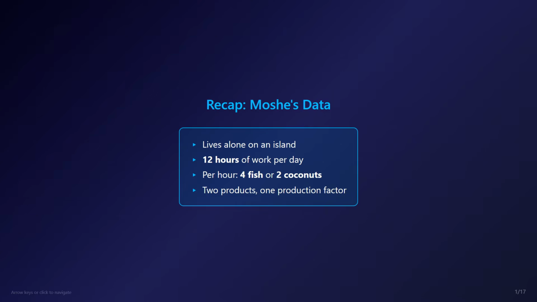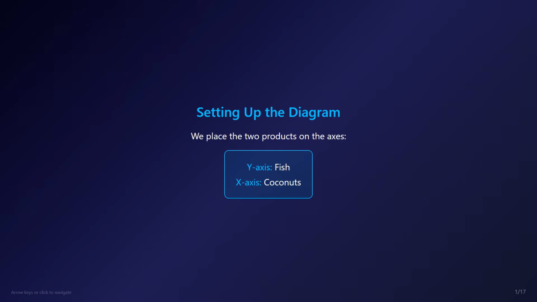Moshe lives on a deserted island. He has 12 hours of work available per day. Each hour of work can either catch 4 fish or harvest 2 coconuts. His economy produces only 2 goods, fish and coconuts, and he has only one production factor, which is his working hours. Plotting the points on the diagram.